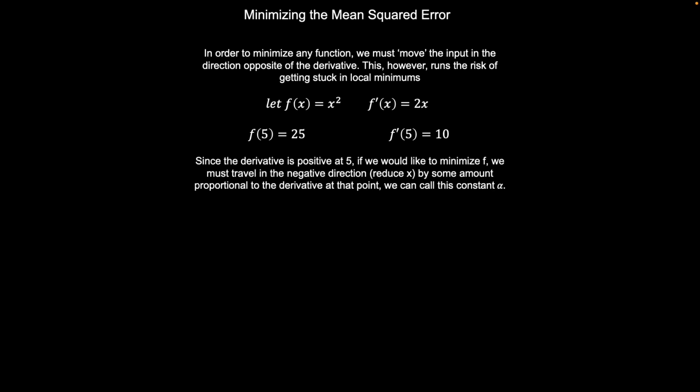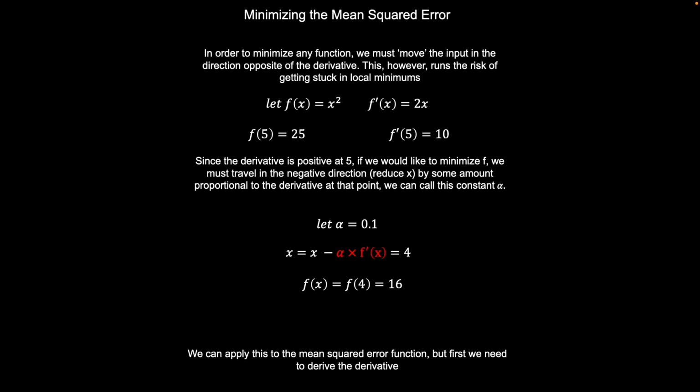So, to minimize this, we can let alpha equal 0.1. This will be our learning rate. Then, we can calculate the derivative at the point that we want to minimize at and subtract the derivative from the input. So, in this case, x can be updated to x minus alpha times the derivative of f at x, which is 4. Therefore, f of the new x is equal to 16, which is less than 25, so we've successfully minimized this function by a small amount. We can apply this to the mean squared error function, but first we need to derive the derivative.